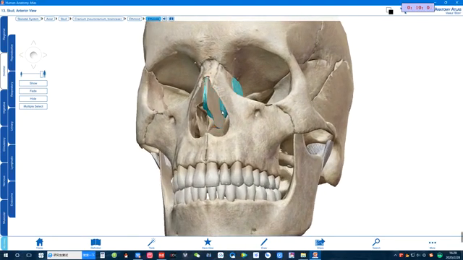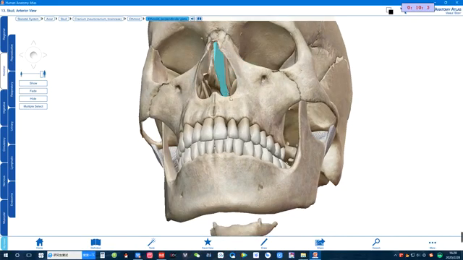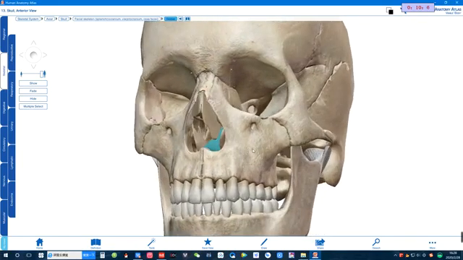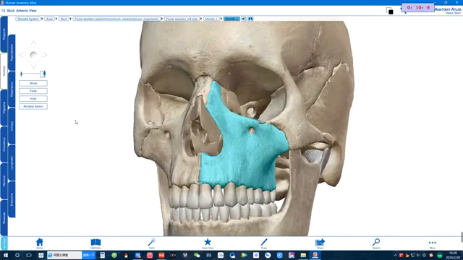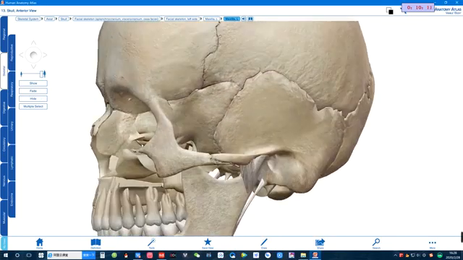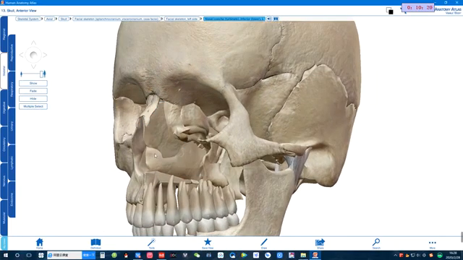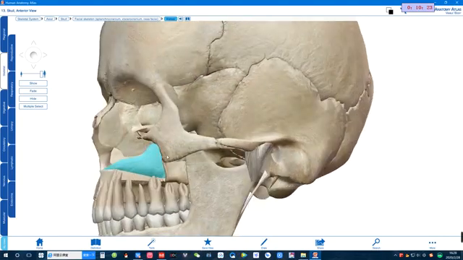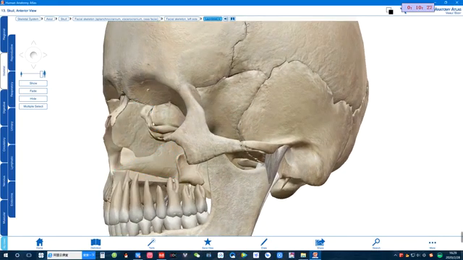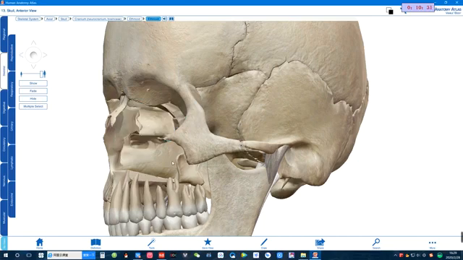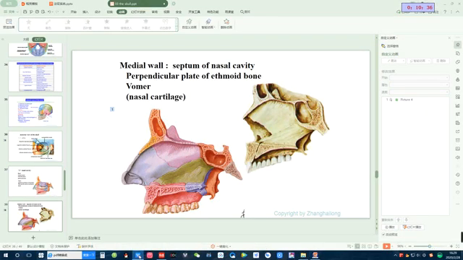And behind it is the vomer. Where is the vomer? Here is the vomer. Now I hide the maxilla. You see it again: the perpendicular plate and the vomer. Hide it. Okay, this one is the vomer. You see? Hide it also. The vomer and the perpendicular plate will form the middle septum. Now let's see them again.